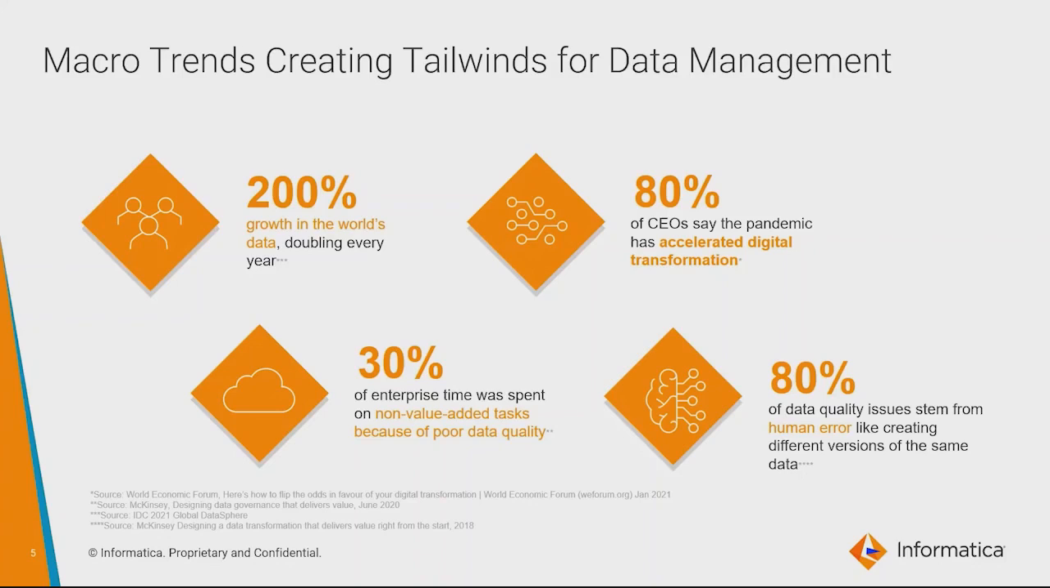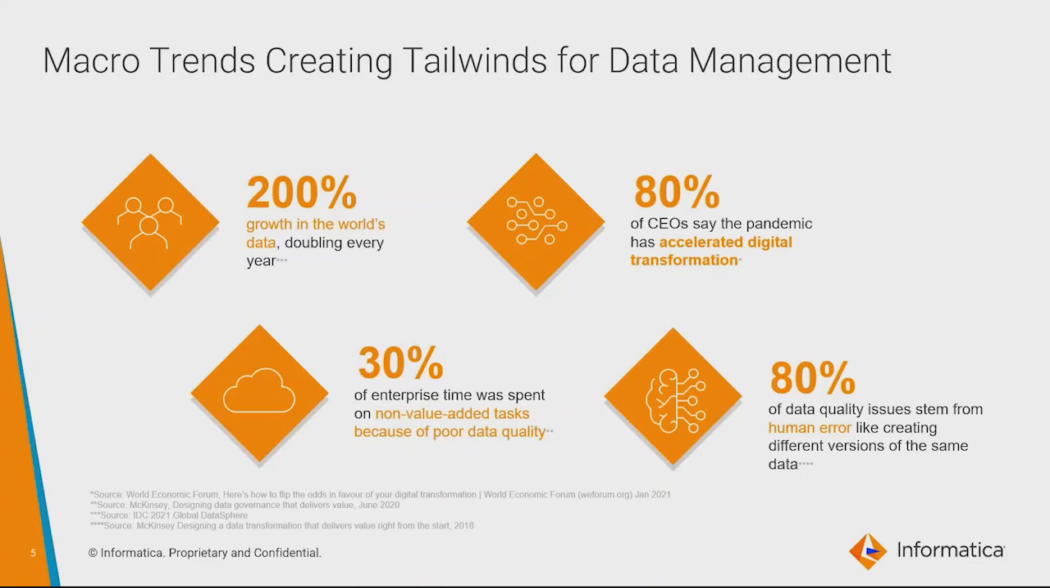In the backdrop of the global pandemic, digital transformations have accelerated over the last 18 to 24 months. And that's why organizations are truly looking to modernize their application stacks, their data and analytics stacks. Research shows that more than 80% of CEOs say the pandemic has accelerated digital transformations for their businesses. And according to a McKinsey report, 30% of total enterprise time was spent on non-value added tasks because of poor data quality. 80% of data quality issues stem from human error, like creating different versions of the same data. Digital transformations will fail without data and analytics.